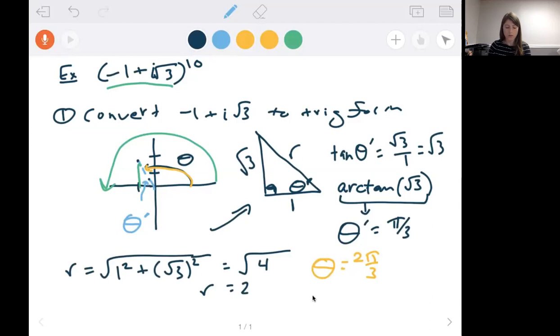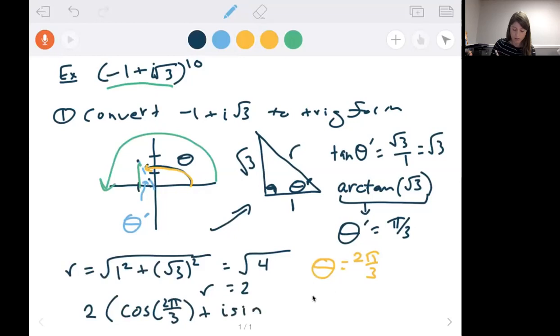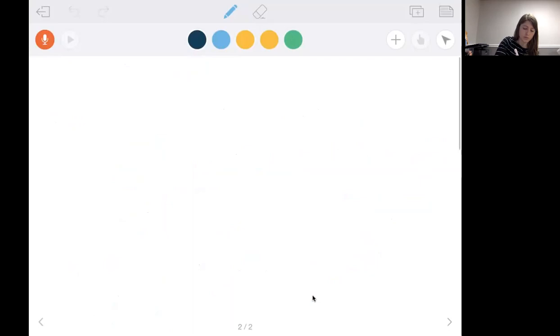Now, what are we going to do in terms of putting in the trig form? If you know your radius and you know your angle, you're good to go. So this becomes 2 times the cosine of 2 pi over 3 plus I sine of 2 pi over 3. All right, so then we've done kind of the first step. We've converted this to trig form. And at this point, let's do step number 2.